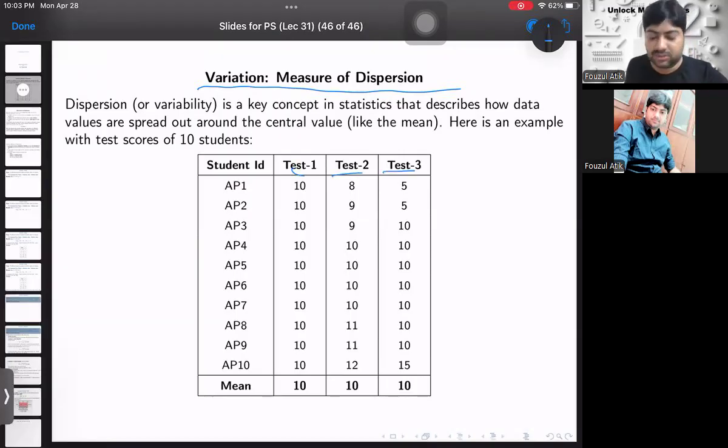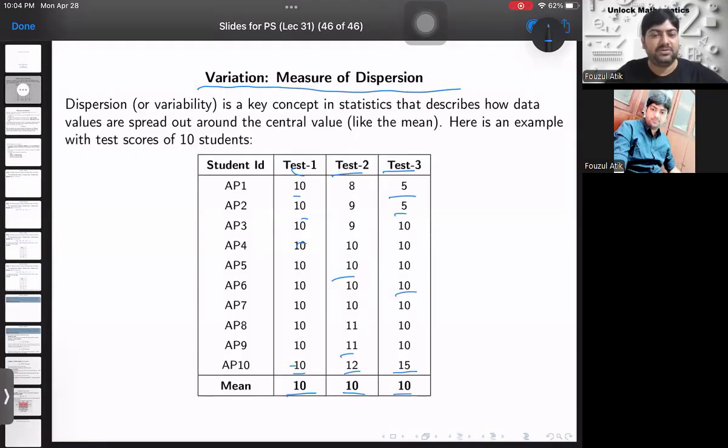In test 1, all students got 10 marks. All the students got 10 marks, so the average is 10. In test 2, some of them got 8, some got 9, some got 10, some got 11, 12, like that. If you take the mean, you see that the mean is again 10. In the third test, some students got 5, some got 10, and some got 15. But again, if you take the average, the average value is 10 again.